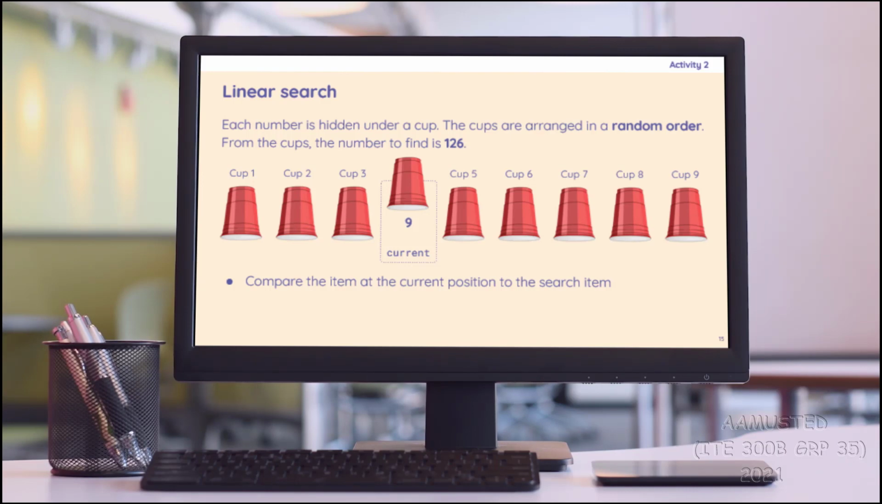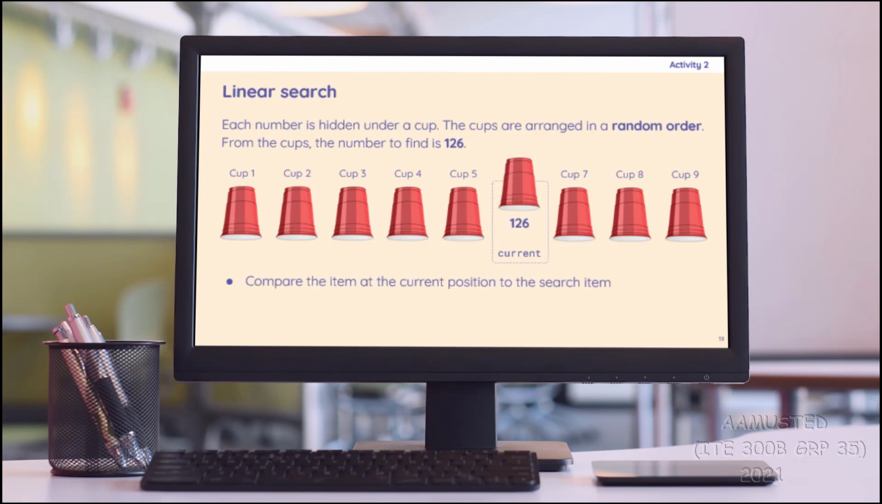But first of all, we need to place cap 4 down. Cap 4 is placed down and then cap 5 is raised. We look under cap 5, we see number 412, which isn't what we are looking for. So we place cap 5 down and then raise cap 6.